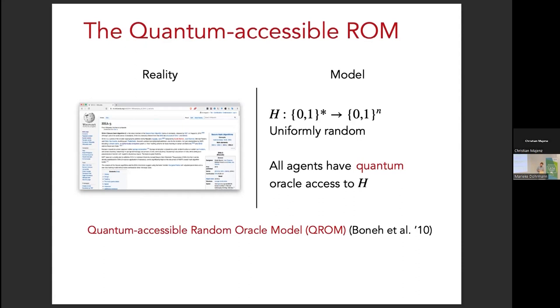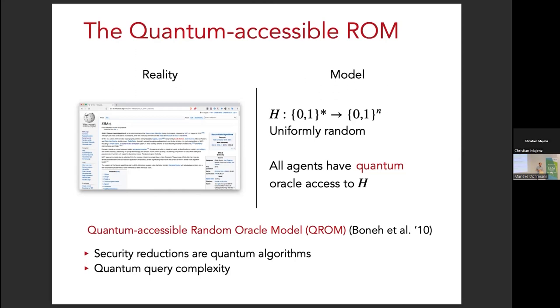Now, of course, if we have an algorithm that interacts with such a quantum accessible oracle and then solves some cryptographic task, and we want to use it for a security reduction, we need to accept that this reduction will be quantum, because it will use the quantum input-output behavior of the algorithm when interacting with the oracle. And if we want to perform generic cryptanalysis of hash function constructions, then we also need to look at the quantum query complexity. So how many quantum queries do I need to perform to solve a certain task with respect to this random function?